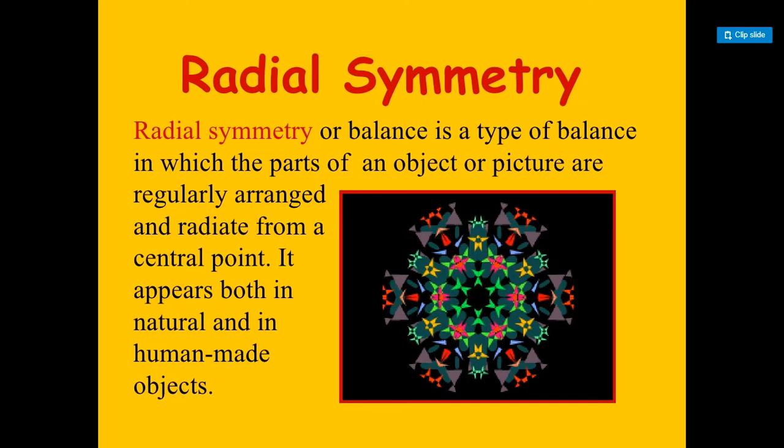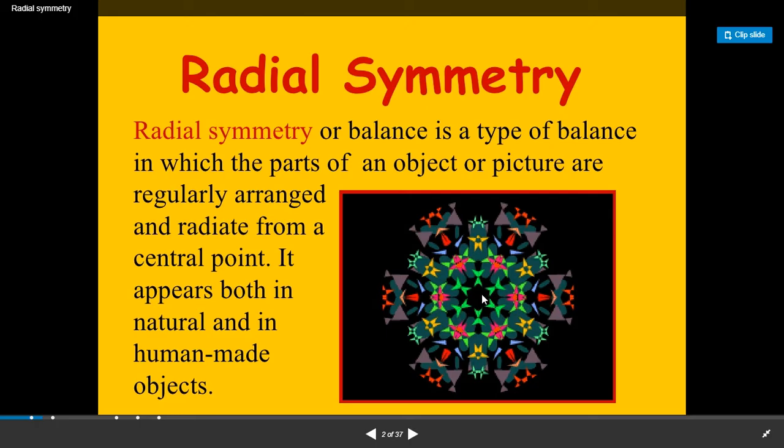Radial symmetry or balance is a type of balance in which the parts of an object or picture are regularly arranged and radiate from a central point. It appears in both natural and human-made objects. Take a look at this design pictured here. Notice the central point in the middle of this circular shape and how the other shapes radiate around and out from the center.